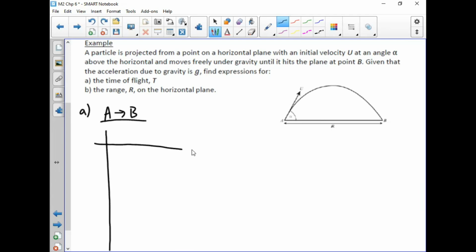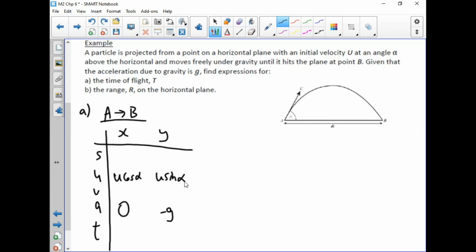Well, double SUVAT: x, y, s, u, v, a, t. We know ax is 0. Now, ay, we normally put negative 9.8, but because it's algebra, we put negative g. And u is u cos alpha and u sine alpha. So these are the fundamentals for the double SUVAT when in algebra. Next, we want to find the time of flight t.